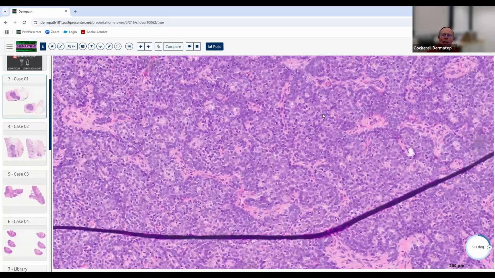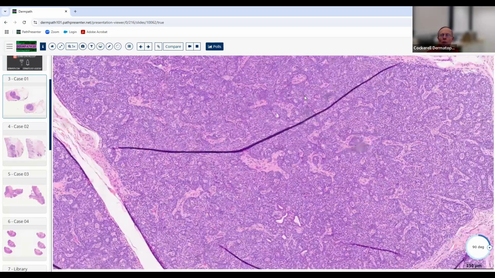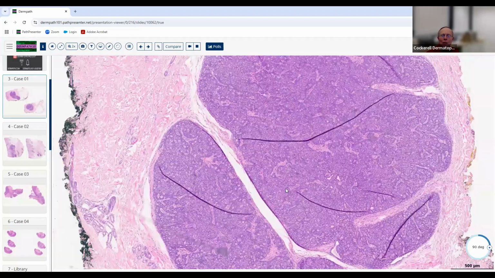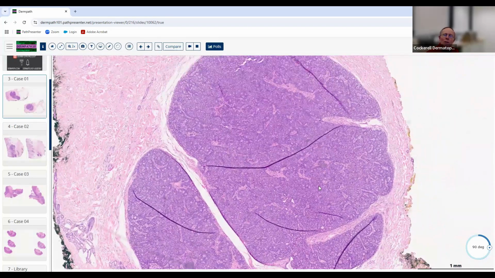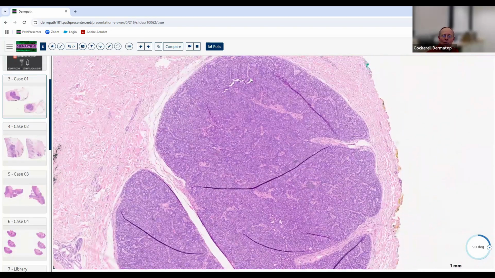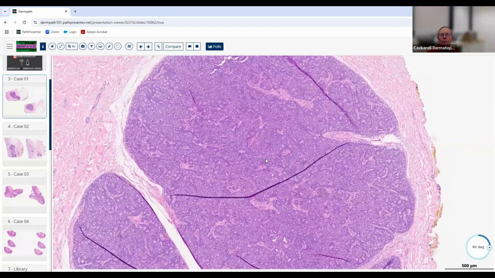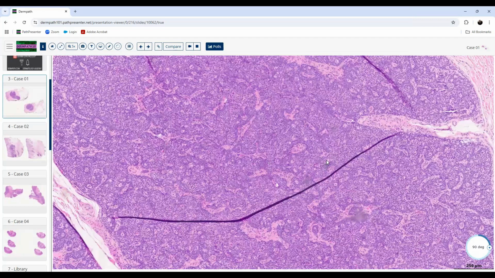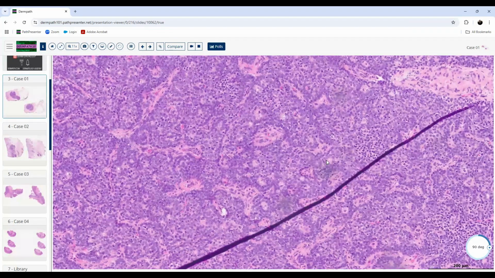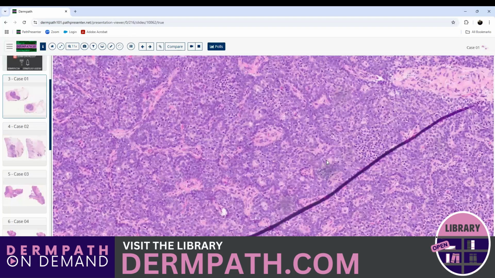Okay, so you know a little bit about adnexal tumors already. We've had some of those in our unknowns. Which ones would you possibly think of here based on what we've seen so far? Looking at this blue structure in the dermis makes me think spiroadenoma. Yeah, it would make you think of spiroadenoma first, wouldn't it?